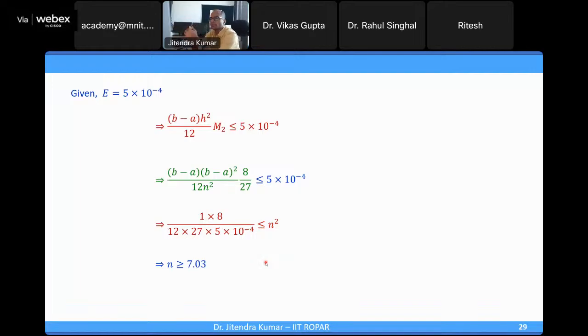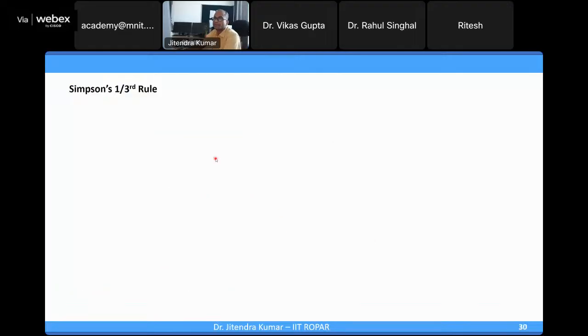So n is a number. If you take n anything larger than 7, you can take 8, you can take 9, you can take 10. In that case, your error in your numerical approximation is going to be less than 5 into 10 raised to the power minus 4. So we require a minimum of 8 subintervals to make sure that this error is bounded by this one.